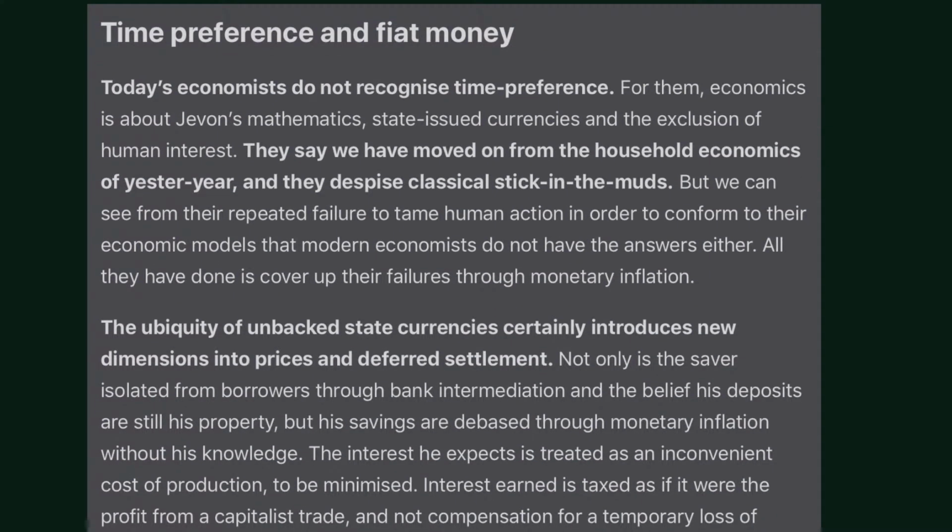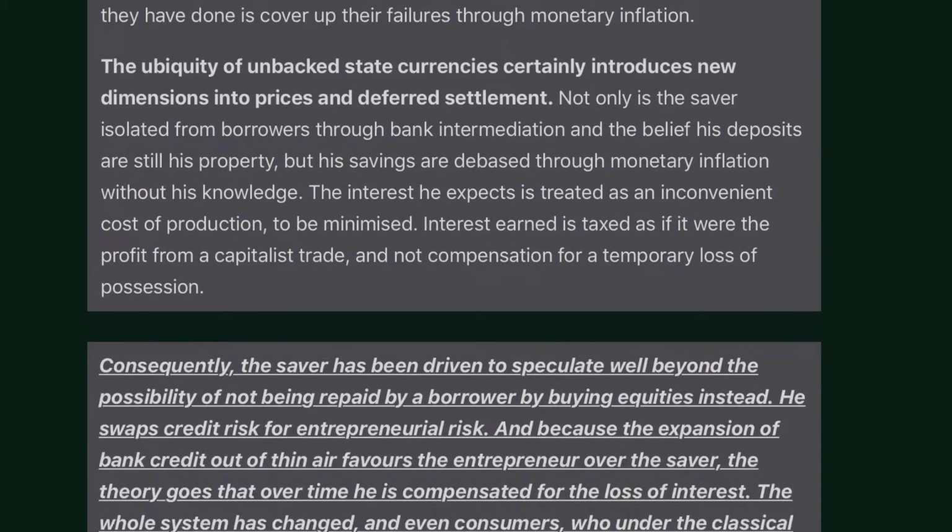Time preference and fiat money. Today's economists do not recognize time preference. For them, economics is about Jevons mathematics, state-issued currencies, and the exclusion of human interest. They say we have moved on from the household economics of yesteryear, and they despise classical stick-in-the-muds. But we can see from their repeated failure to tame human action in order to conform to their economic models that modern economists do not have the answers either. All they have done is cover up their failures through monetary inflation.